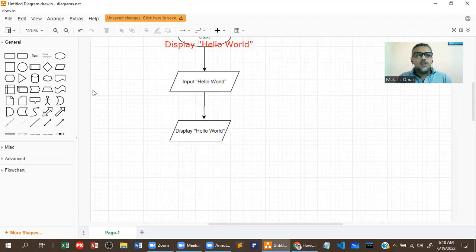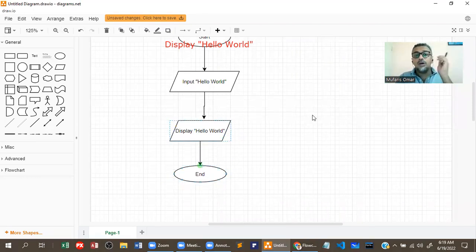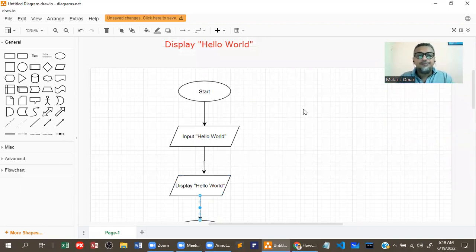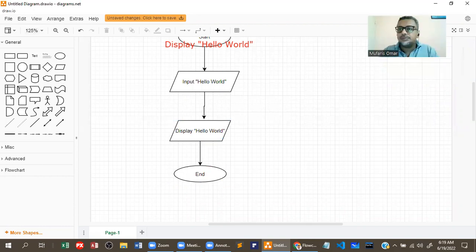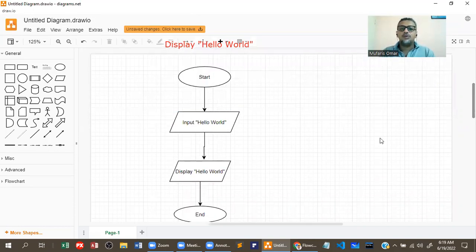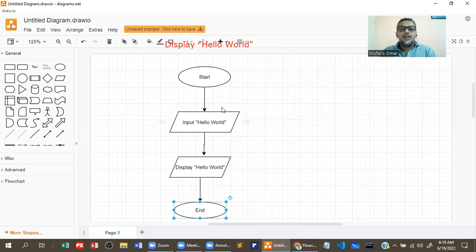Now, you have to end the flow chart. You have to put an end button here. So you have to say end the flow chart. So this is how you draw a basic flow chart. Right, so this is the complete flow chart. If you want, you can adjust this one a little up here. Now, look at this one.